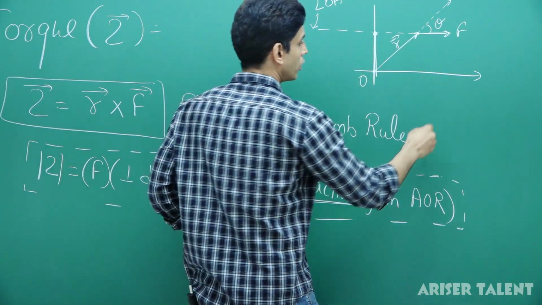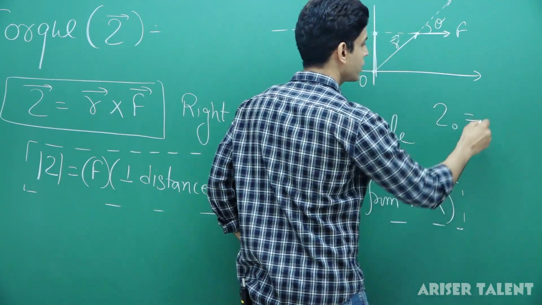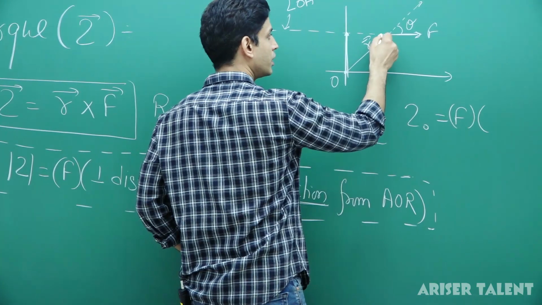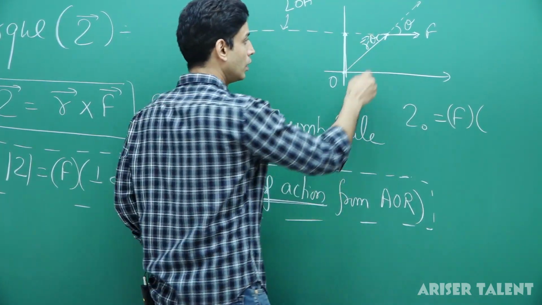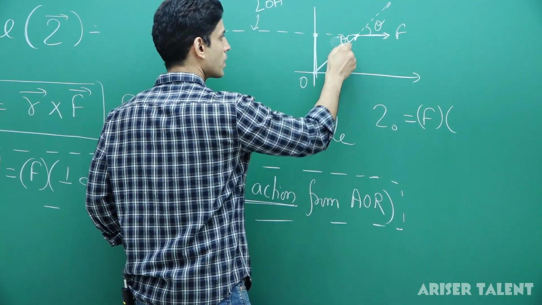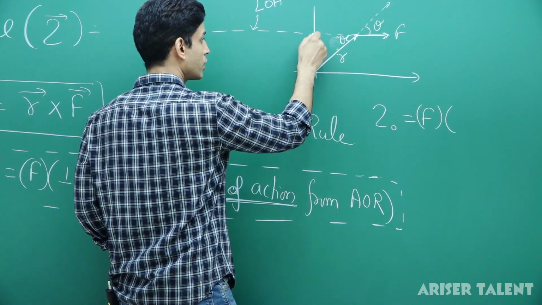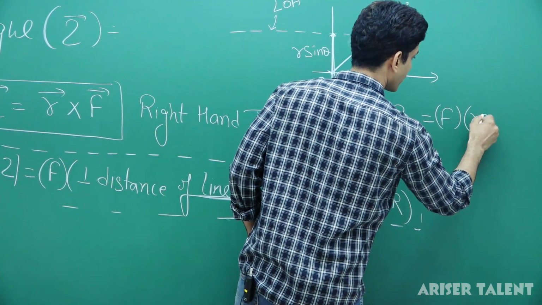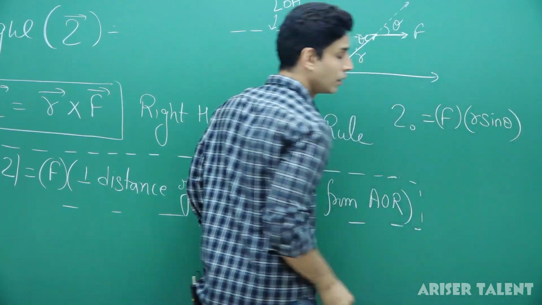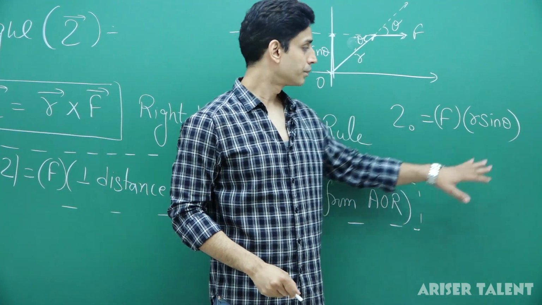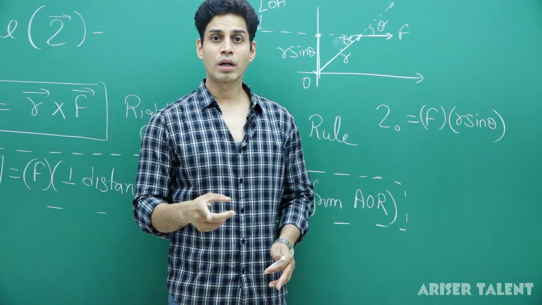So the torque about O is F multiplied by this distance. Now this is theta, this will also be theta. Now this is R, this is R, and this angle is theta. So this will be R sin theta. This is the magnitude of the torque. And the direction is given by the right hand thumb rule.